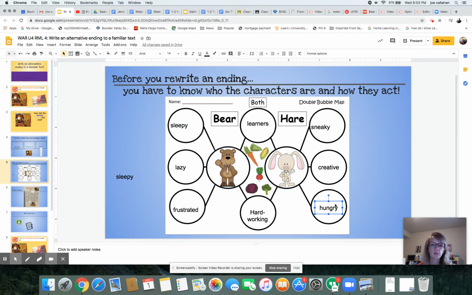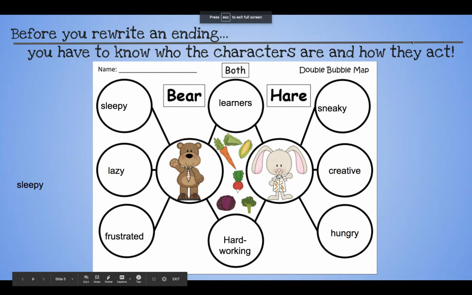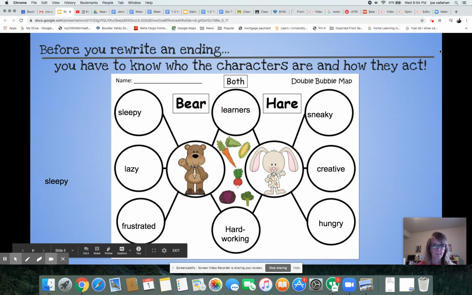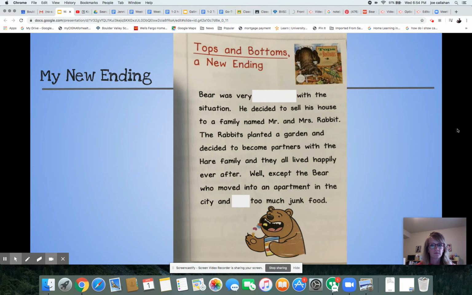So now that we know the characters, we've taken a minute to describe them, we can use what we know about the characters to write a new ending. So once you're familiar with the new ending, then you're able to go ahead and write a new ending. So this is a new ending that I wrote for Tops and Bottoms.